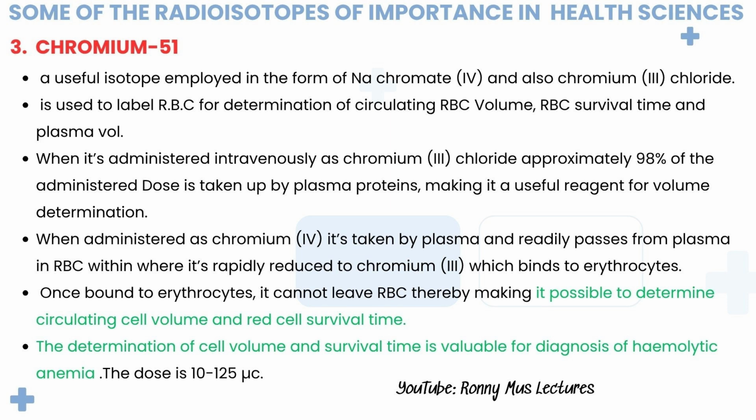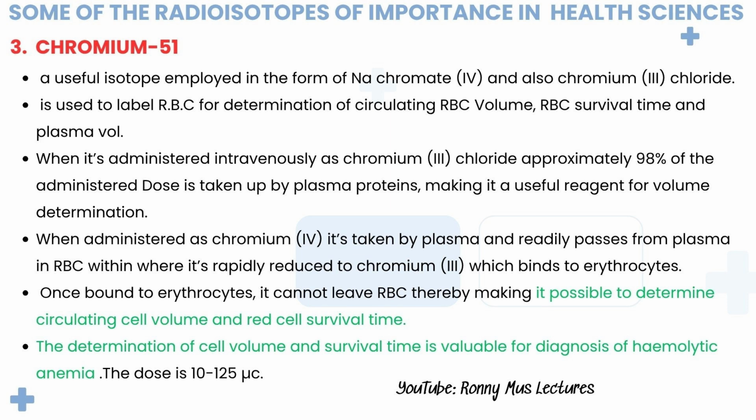Then, when administered as chromium-4, it is taken up by plasma, and then it is rapidly reduced to chromium-3 that binds to erythrocytes. And once it is bound to the erythrocytes, it cannot leave the red blood cells. And this makes it possible to determine the circulating red blood cell volume and red blood cell survival time.